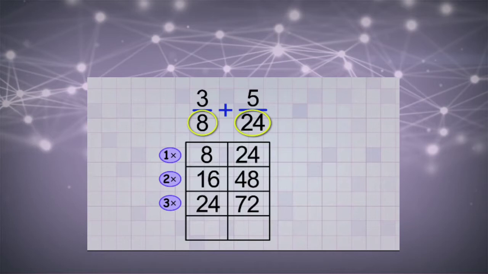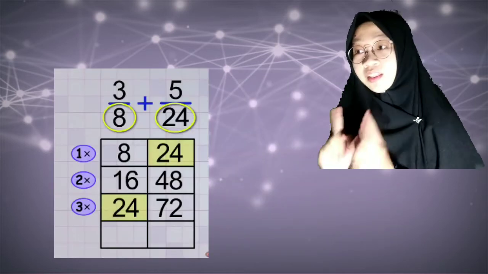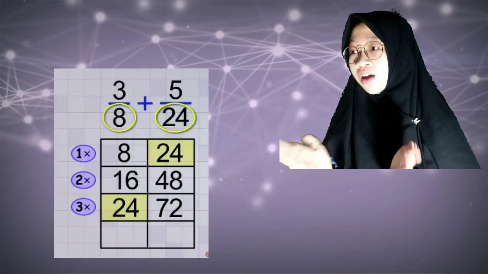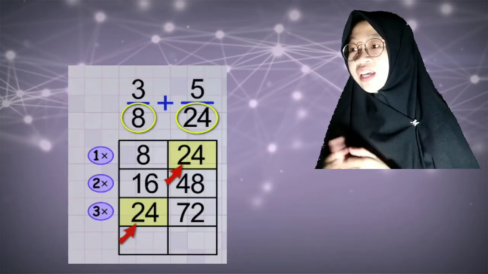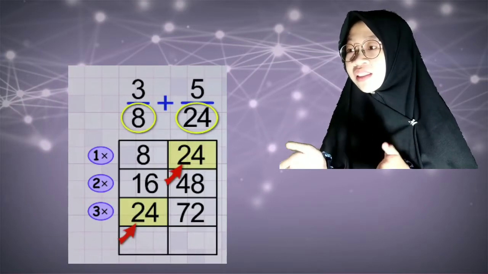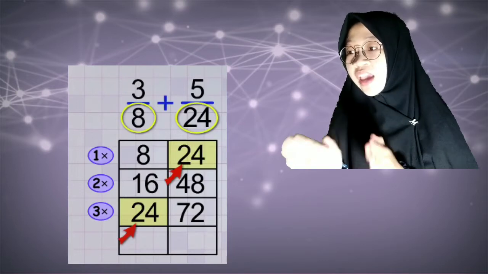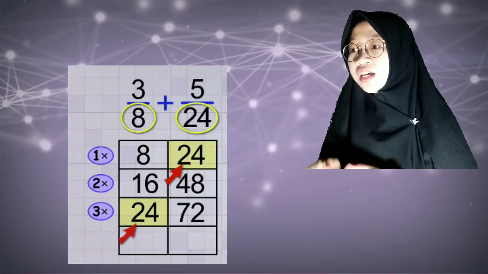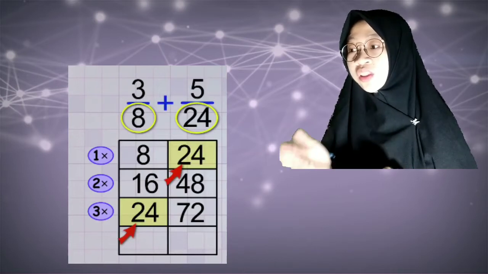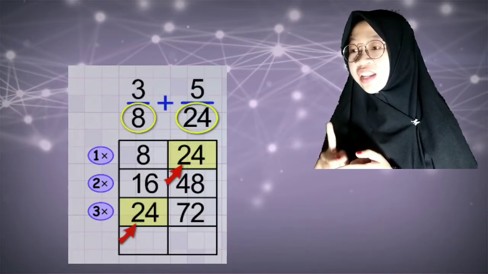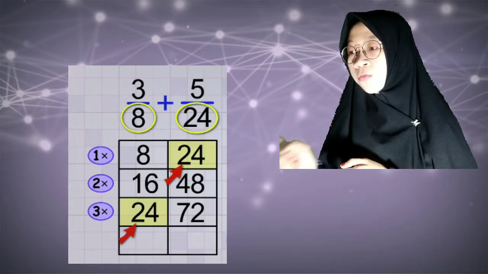I still don't see anything in common. So let's multiply them both by 3. 3 times 8 is 24 and 3 times 24 is 72. But look, we have something in common now. We have a 24 in each column. We have found the least common multiple of the numbers 8 and 24, and it happened to be 24. That makes sense if you remember your multiplication tables that 3 times 8 equals 24.